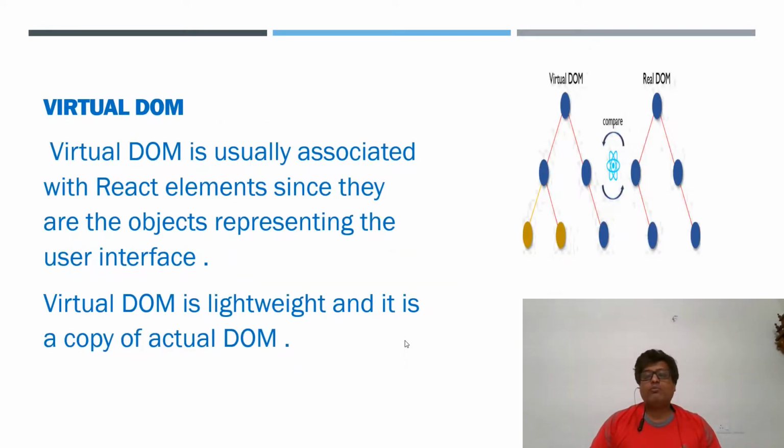Virtual DOM is one of the features of React.js. Here it compares the virtual DOM with the real DOM. The real DOM is converted into a virtual DOM. The virtual DOM is usually associated with React elements, since they are the objects representing the user interfaces. Hence, the virtual DOM is lightweight and is a copy of the actual DOM.